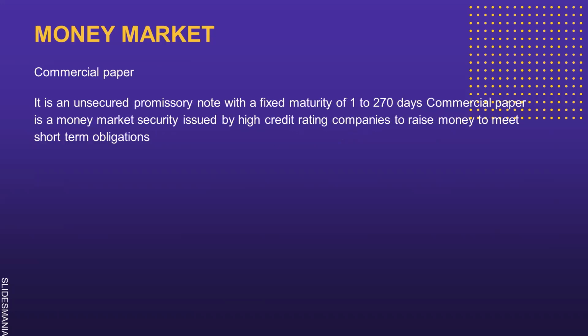Now, what is a commercial paper? Commercial paper is unsecured, so take note of that. It's an unsecured promissory note with a fixed maturity of 1 to 270 days. It is a money market security issued by high credit rating companies to raise money to meet short-term obligations. Isa-isahin natin ito. For a promissory note, usually it's secured, so there is a collateral.